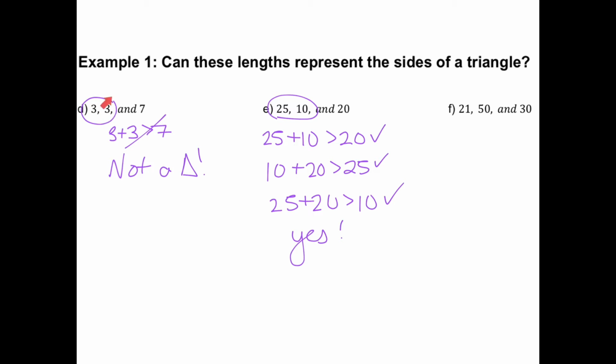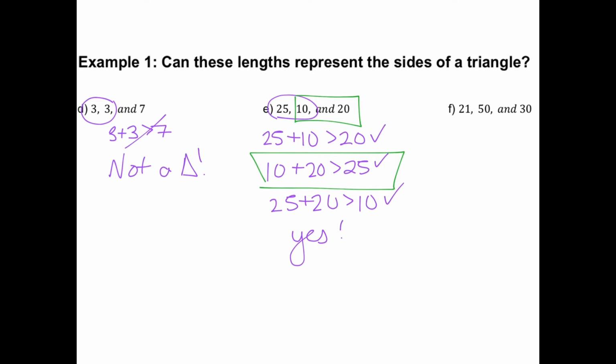You want to test those two smallest sides to see if they're going to be bigger than the third side. So in this one, with the 25, 10, and 20, 25 is a big number, adding 10, that's going to be bigger than 20. Pretty much if I include the 25 in the sum, then they're going to check. So what I'm really interested in are the two smaller numbers. It's this one here, that's the one that gets closest to possibly not working.